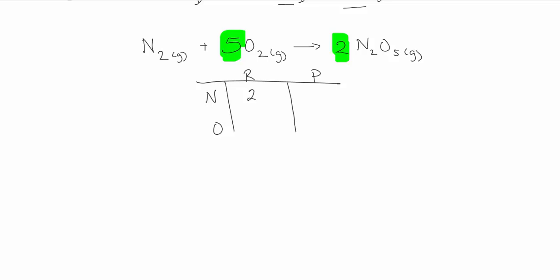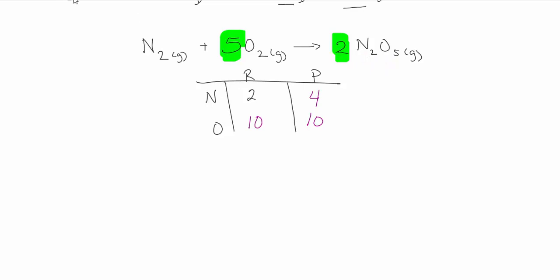So now I have 10 oxygen atoms on the reactant side. I also have 10 oxygen atoms on the product side. But I have 4 nitrogen atoms. So I take the coefficient and multiply it by the subscript, and that gives me the number of atoms I have. So 2, my coefficient, times 5, my subscript for oxygen, tells me I have 10 oxygen atoms. That's how those numbers come to be.